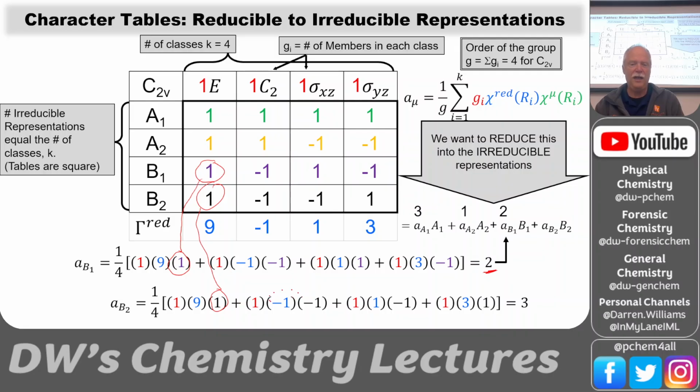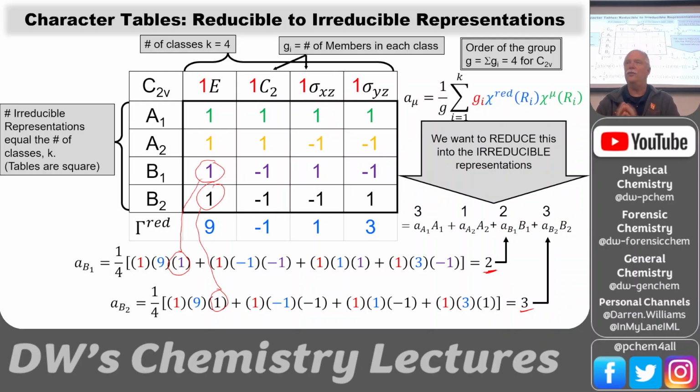So I have 9, add again 10, subtract 1 back to 9, add 3 more, so we're up to 12. 12 divided by 4 is 3, and so we have 3 B2s. Okay. So now I know that those are the 9 combinations of irreducible representations that add up to the reducible representation. I have 3 A1s and so on.